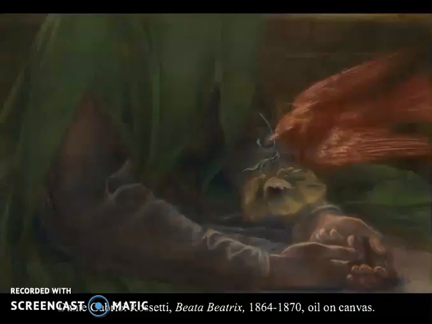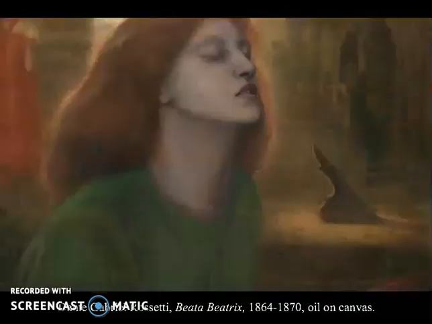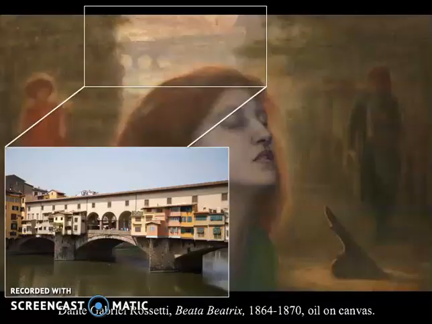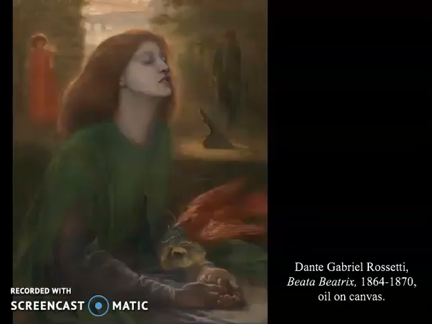very much having to do with the representation of Siddell's own taking of her life, as well as the time here, which is when Beatrice's death occurred, at 9 on June 9th, 1290. So really this is a very sad, tragic, romantic depiction of Rossetti losing his wife.